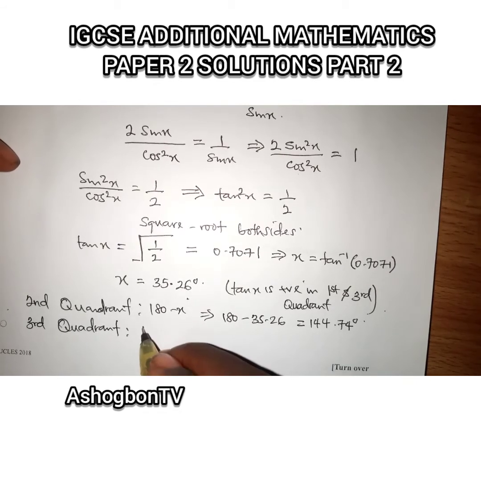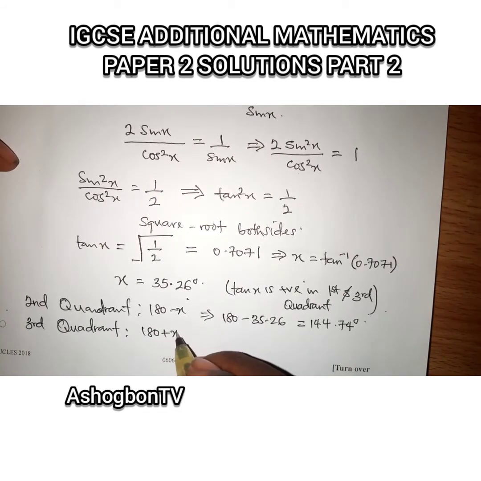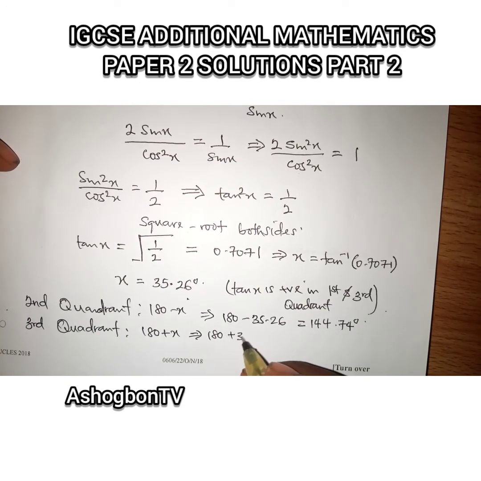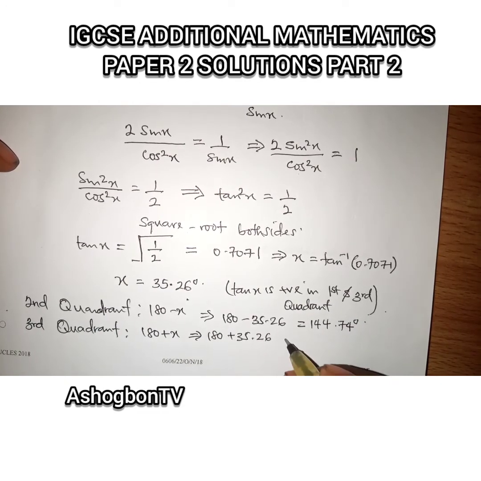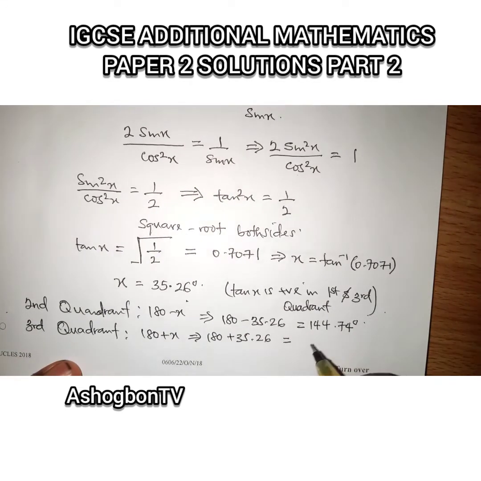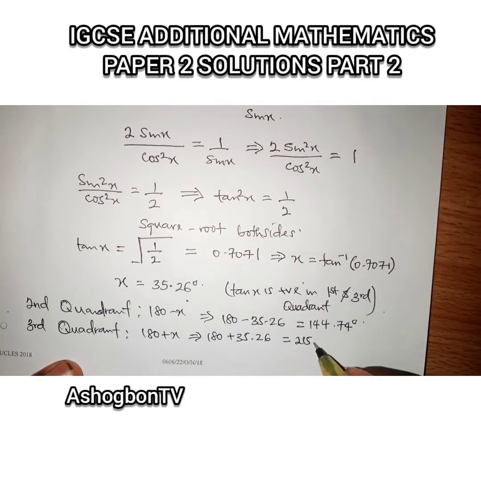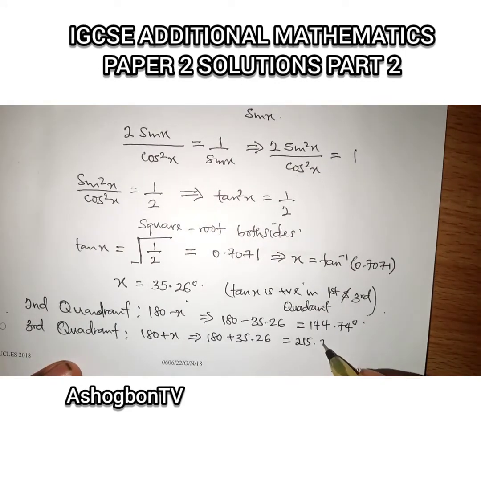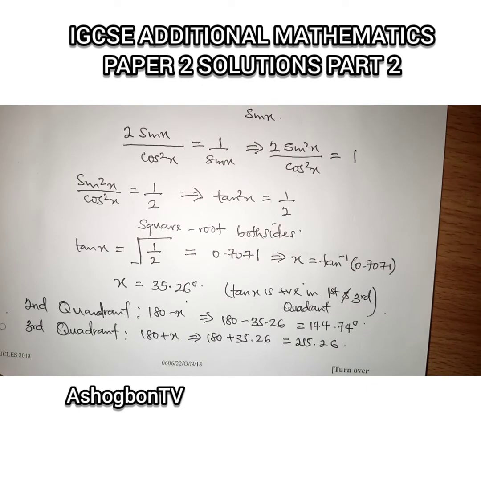And talking about the third quadrant, if you check very well, the third quadrant is 180 plus x. That means I have 180 plus 35.26. So you are free to add that up. If you go by the way of the third quadrant, that should give you 215.26 degrees.